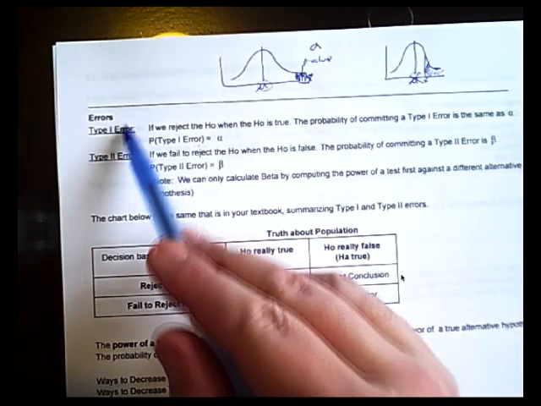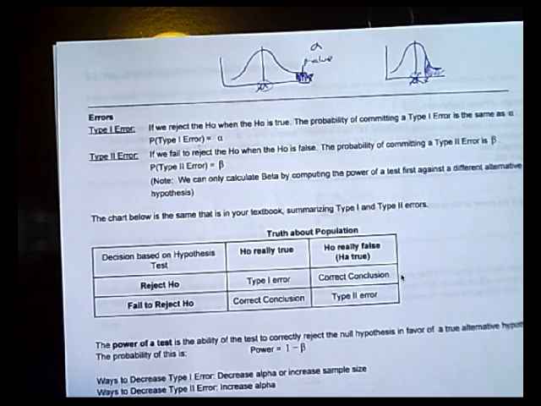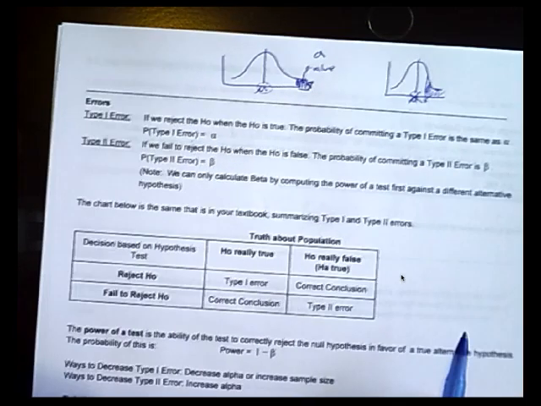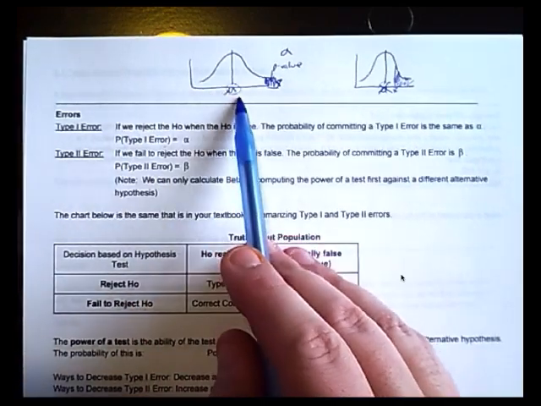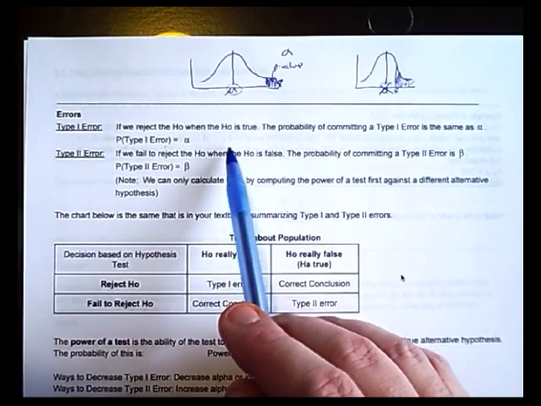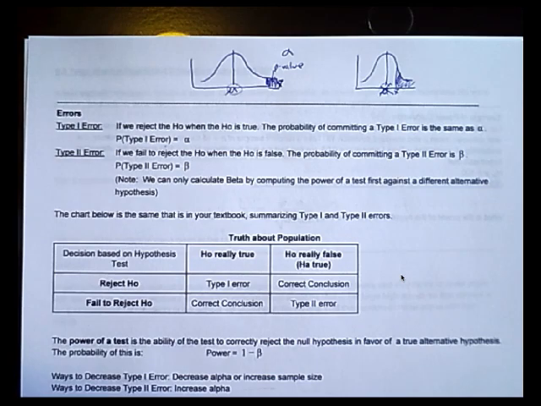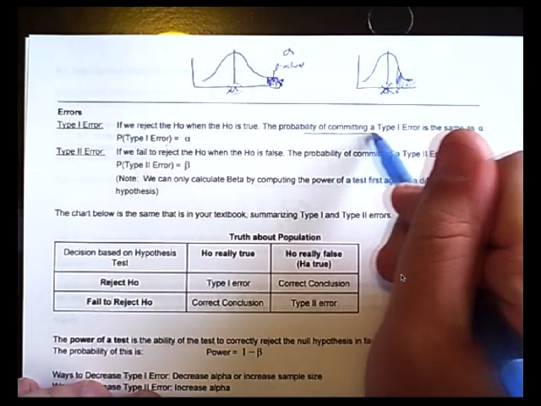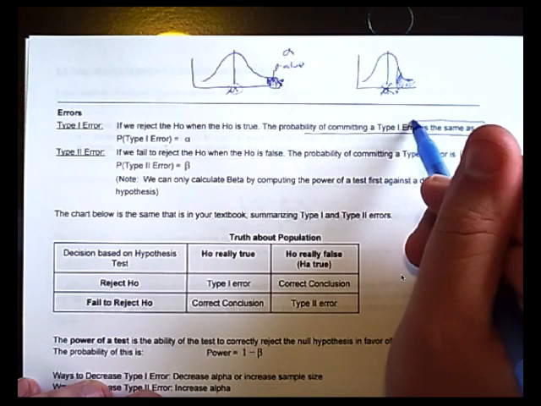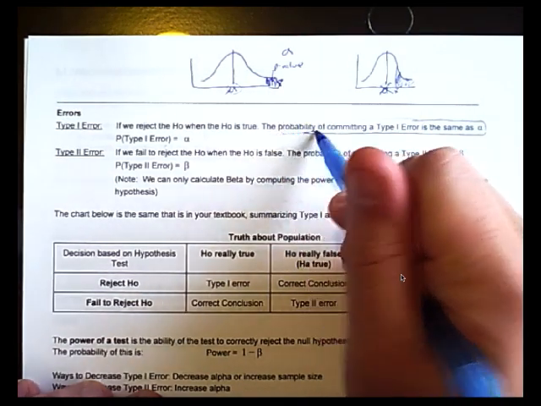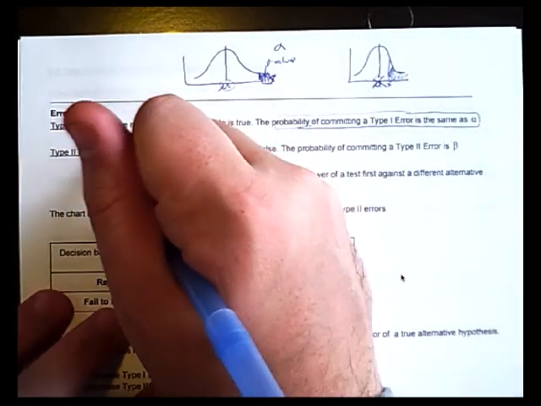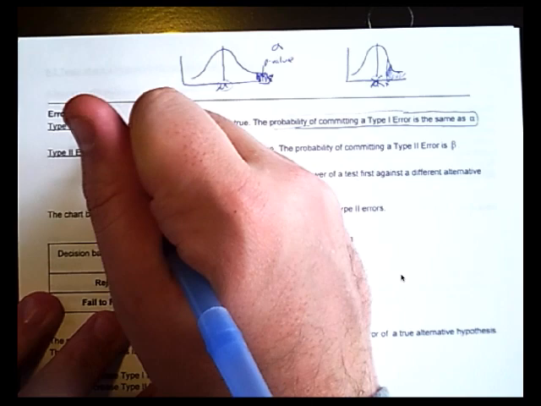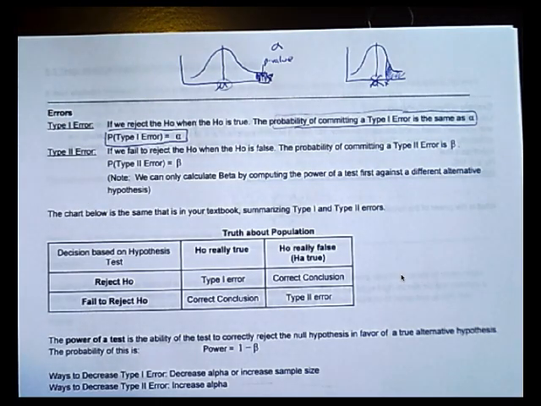And that's what this explains, the type 1 and type 2 errors. The type 1 error is if we reject it, if we get rid of this, when it's actually true. It says the probability of committing a type 1 error is the same as the alpha level. And you pick that. The problem tells you what it is before you start. So the probability of committing a type 1 error is always equal to alpha.